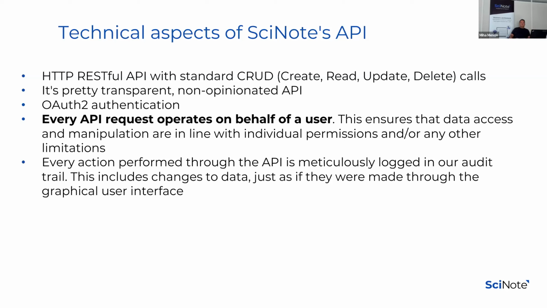We use OAuth2 as an authentication method, which brings us to the next point. Every request in SciNote is done on behalf of a user. The user is approving a third-party application using the API, approving that it may use their user account, on behalf of which every API request will be done.